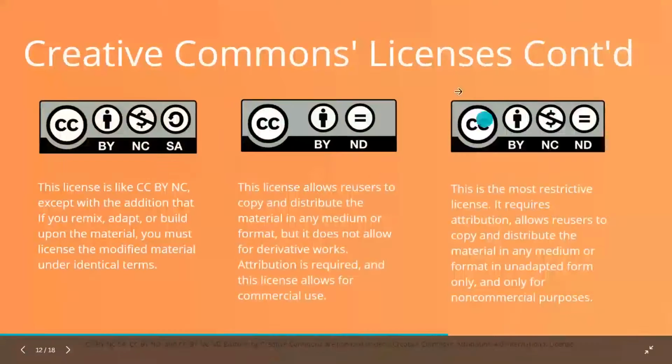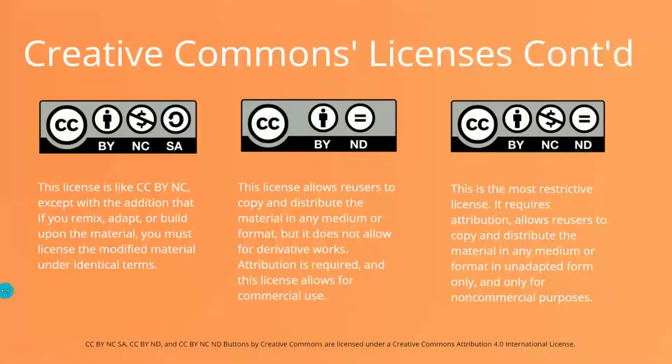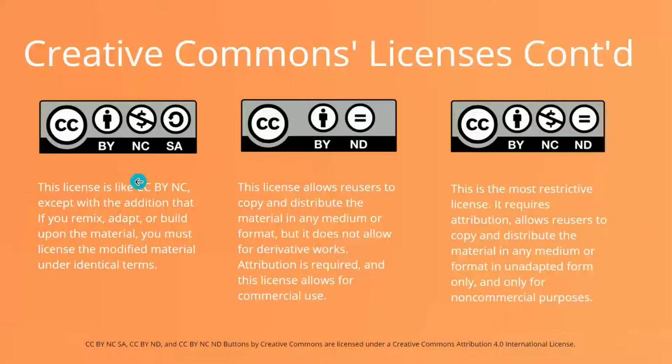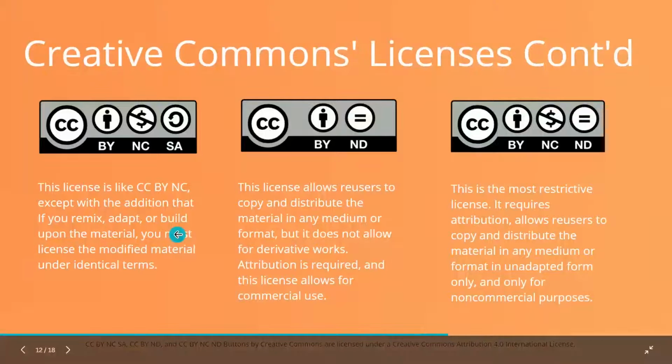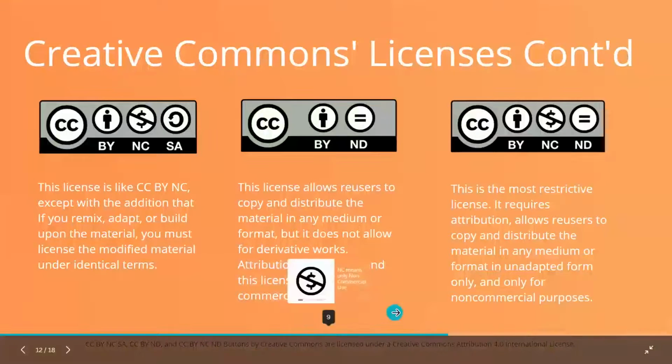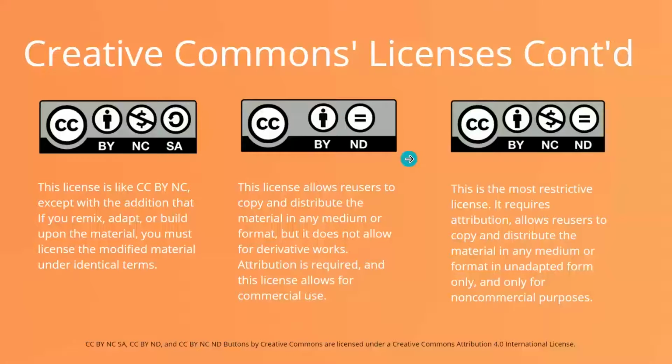And these are the last 3 Creative Commons licenses. So this license is like CC BY NC on the previous page, except if you remix, adapt, or build upon the material, you need to have a similar license. This license allows you to copy and distribute the material, but it doesn't allow you to adapt it. So if you see this one, it means don't change my material.